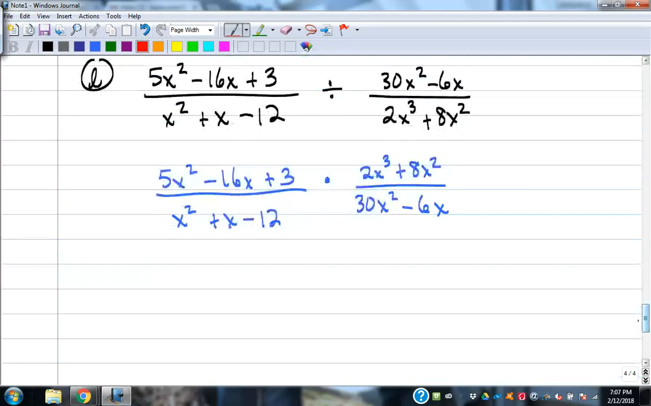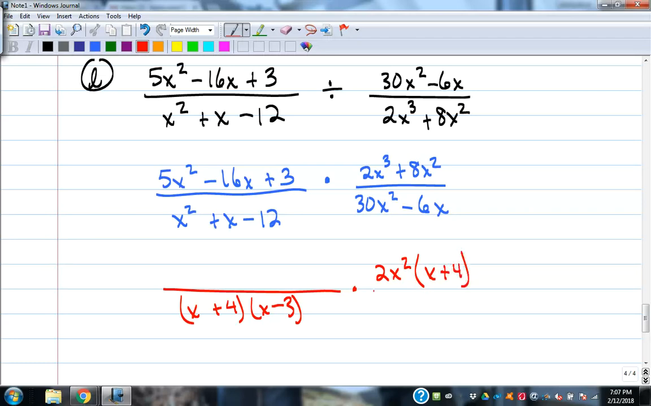I know I can factor the denominator pretty quickly. It'll be x plus 4, x minus 3. And the numerator up here has a GCF of 2x squared. It'll be x plus 4 left. The denominator has a GCF of 6x. That'll leave me 5x minus 1.